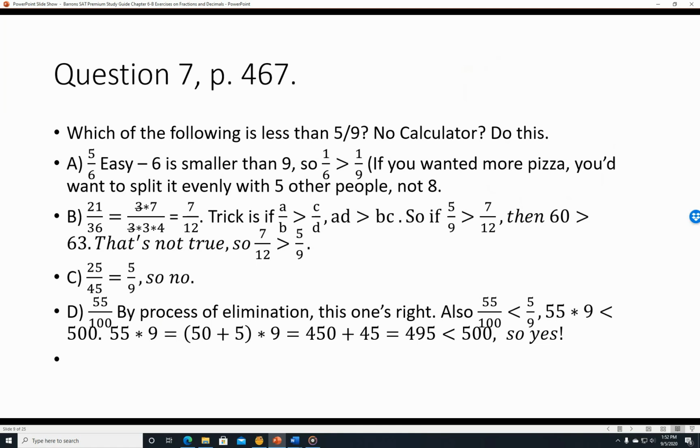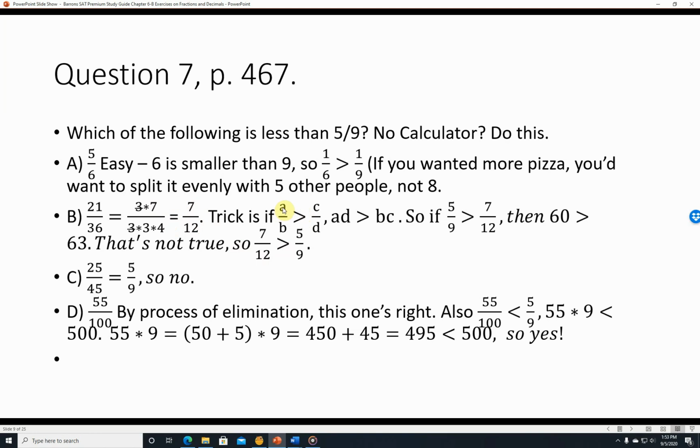So 21 over 36. Okay, so we have 3 times 7 over 3 times 3 times 4. So that's 9 times 4 is 36. 3 times 7 is 21. So this 3 on the top and this 3 on the bottom cancel out. We end up with 7 over 3 times 4, which is 7/12.